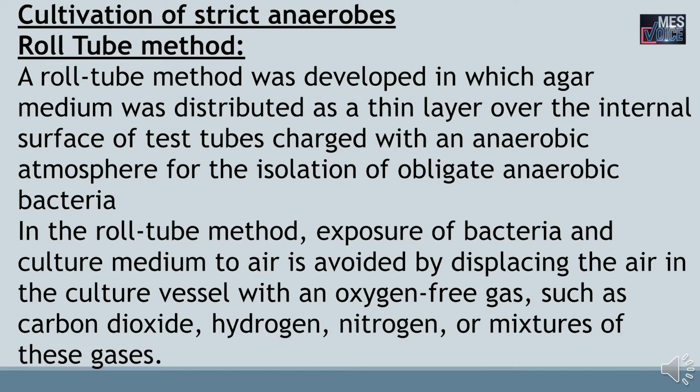Next we will see about the cultivation of strict anaerobes or obligate anaerobes. These obligate anaerobes cannot survive in the presence of even small amounts of oxygen. So there are various specialized techniques for cultivating these strict anaerobes. Among them, the first is the roll tube method.